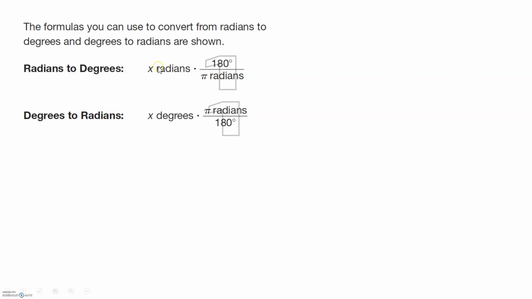If I'm converting radians to degrees, then radians and radians need to be on top and bottom so they can cancel out. If I'm converting degrees to radians, then degrees have to be the ones on top and bottom so they can cancel each other out, and I end up with just pi radians.